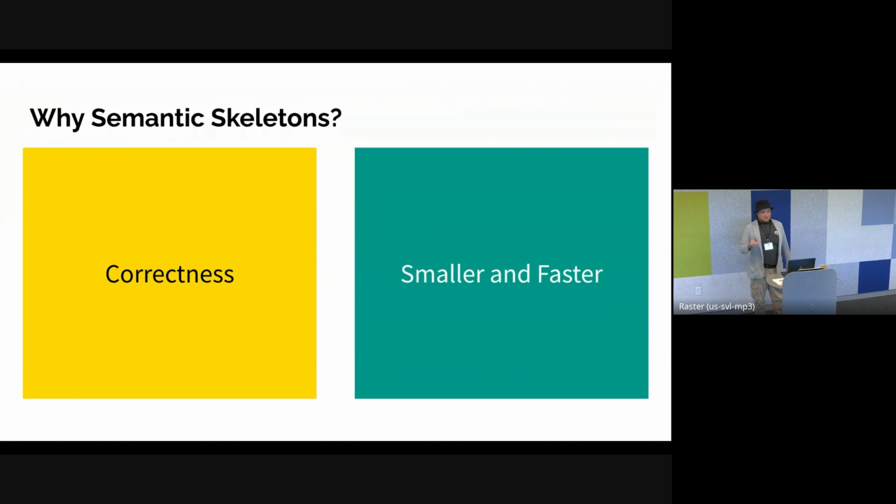Semantic datetime skeletons. Mark Davis talked about them a bit in his talk yesterday about the CLDR design working group. Why do we want them? We want them for two main reasons. One, because of correctness, because semantic datetime skeletons prevent you from doing incorrect things with datetime formatting. The other reason is because it makes things smaller and faster, and I'm going to show why on the next slide.